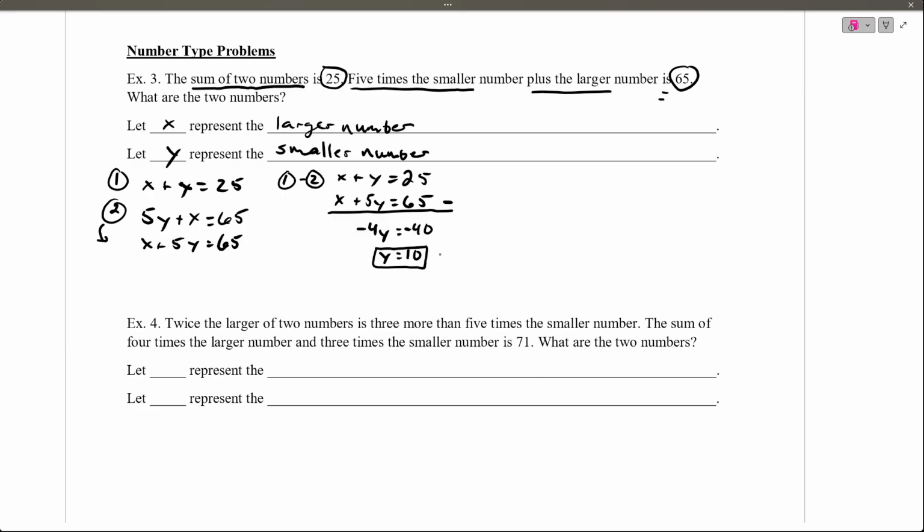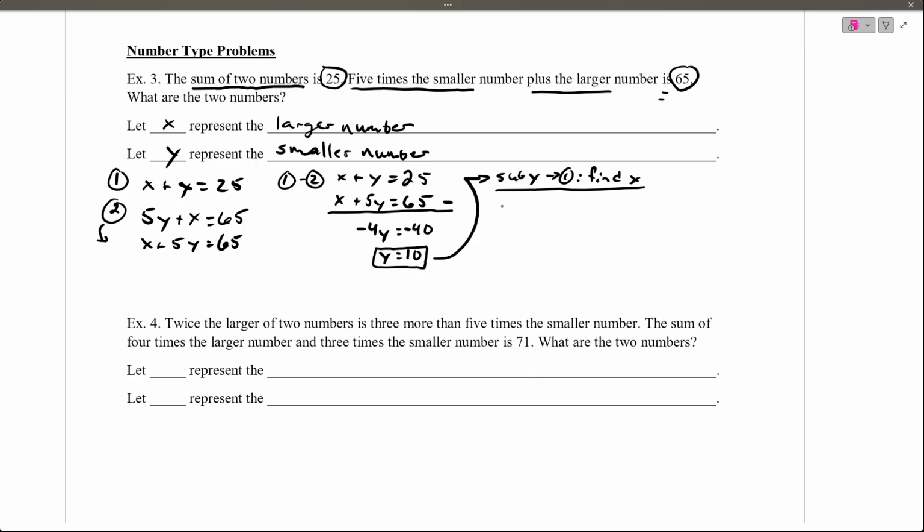Okay, so we got our first number. What is y? y is the smaller number, so that means x better be a bigger number. So we're going to take this number and substitute it back in. Where are we going to substitute it? Whichever one's easy, probably equation number 1. So let's sub y into 1, and we want to find x this time.